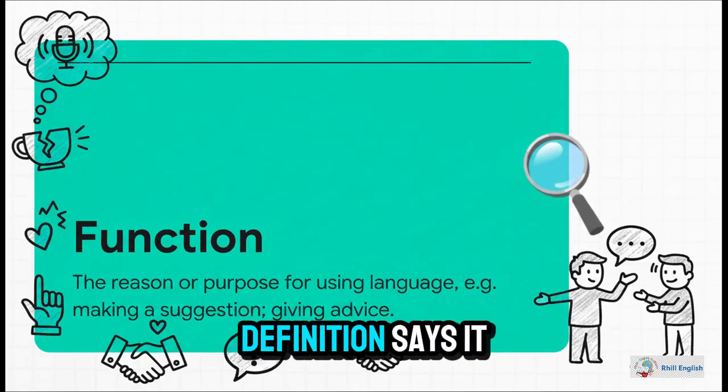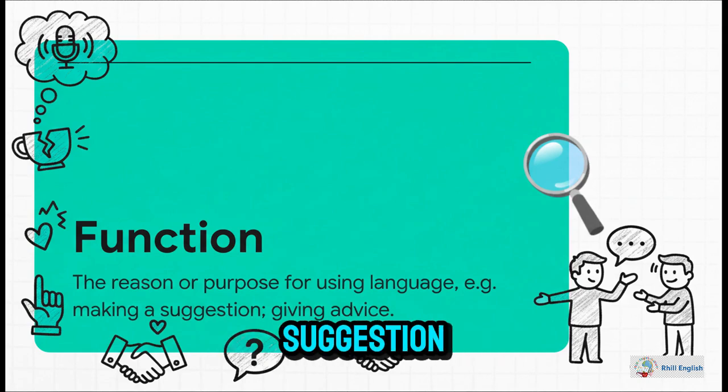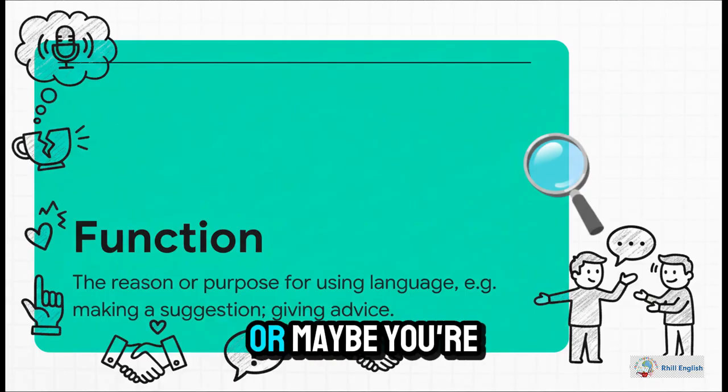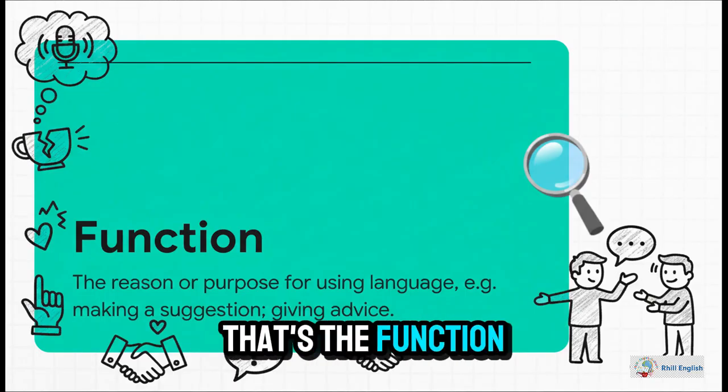So the official definition says it all. A function is simply the reason you're using language. Are you trying to make a suggestion? Are you giving a friend some advice? Or maybe you're just complaining about the weather. That goal, that purpose, that's the function.